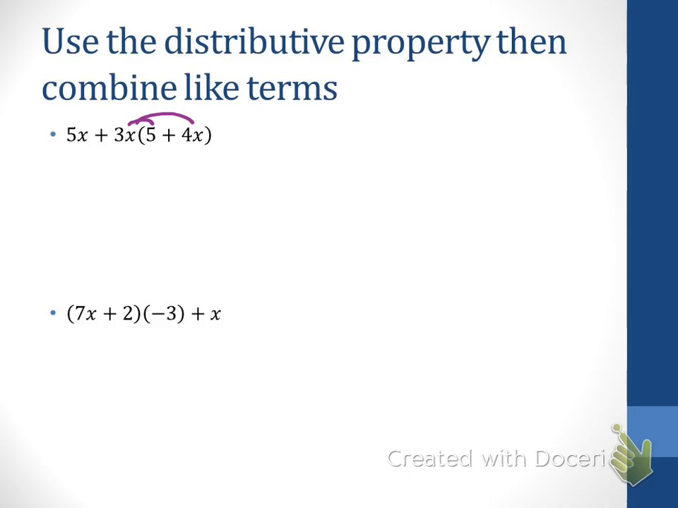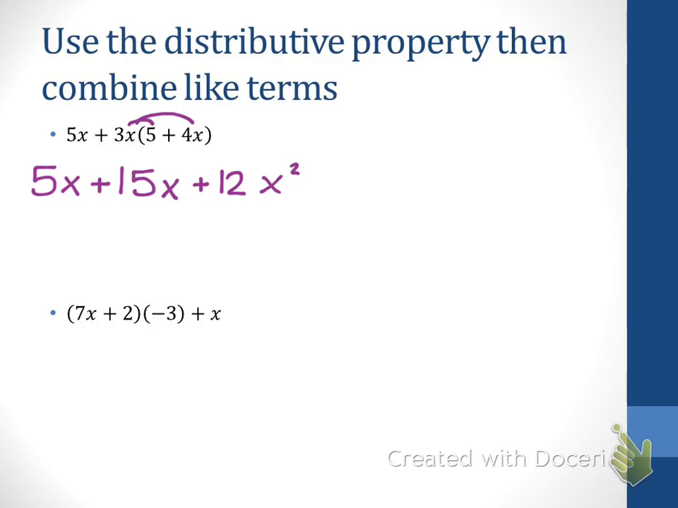So I'm going to distribute this 3x to both terms. So I'm going to leave my 5x out front because I'm just going to let them hang on until I finish this. 3x times 5 is 15x. 3x times 4x is 12x squared. Perfect. When we are multiplying with variables, we count up the amount that we have. So I have 2 x's, and that 2 becomes the exponent, so x squared.